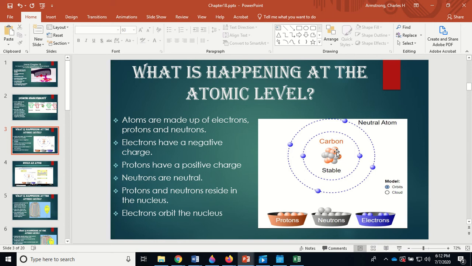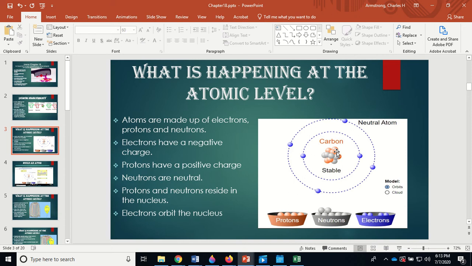So if something becomes positive, that's not because it gained protons. We say something becomes positive because it lost electrons, not because it gained protons. And vice versa. If something becomes negative, it became negative because it gained electrons, not because it lost protons. The whole point is it's the electrons we move around, not the protons.